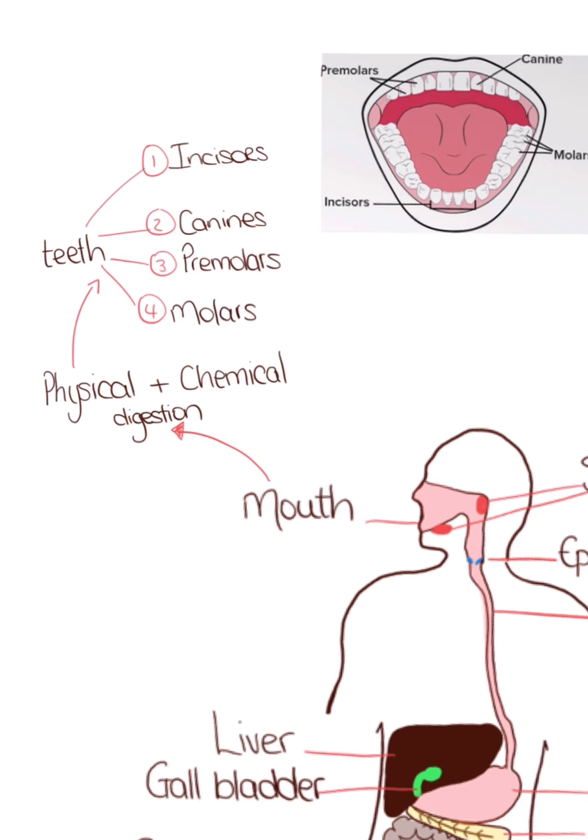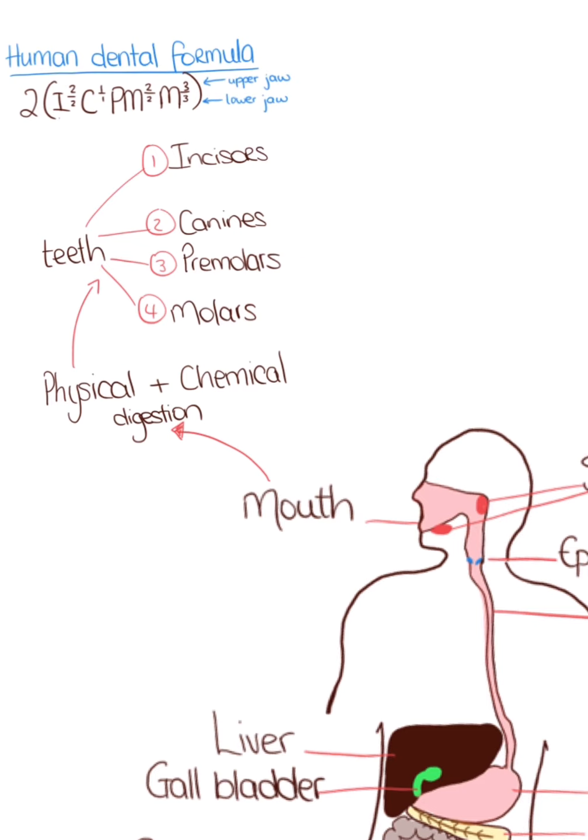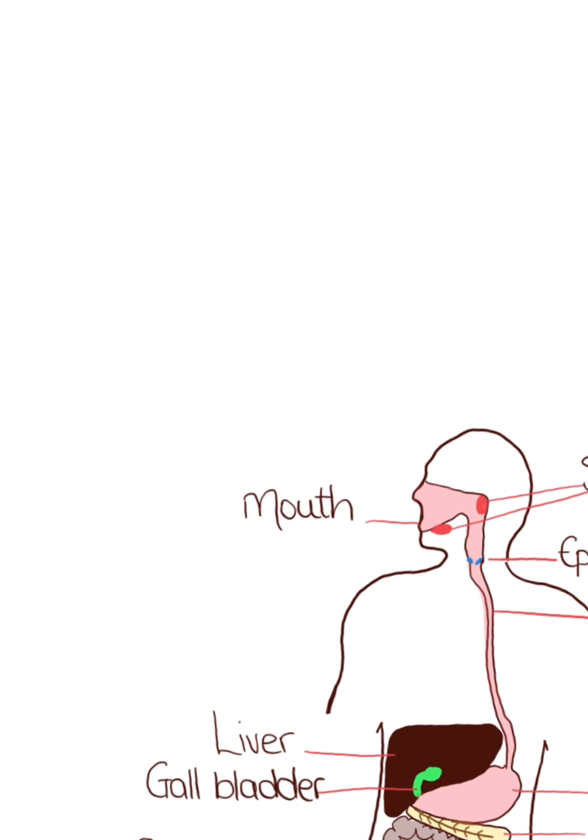For the exam, you are required to know the human dental formula. The human dental formula is an equation that represents the 4 types of teeth on the upper and lower jaw. The mouth also chemically digests food. The mouth chemically digests it using an enzyme called amylase. Amylase breaks down starch into a simple sugar called maltose.